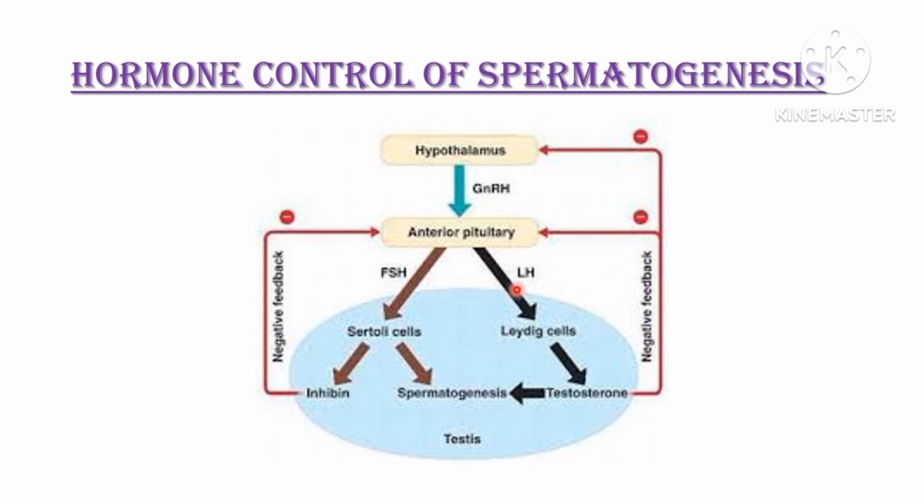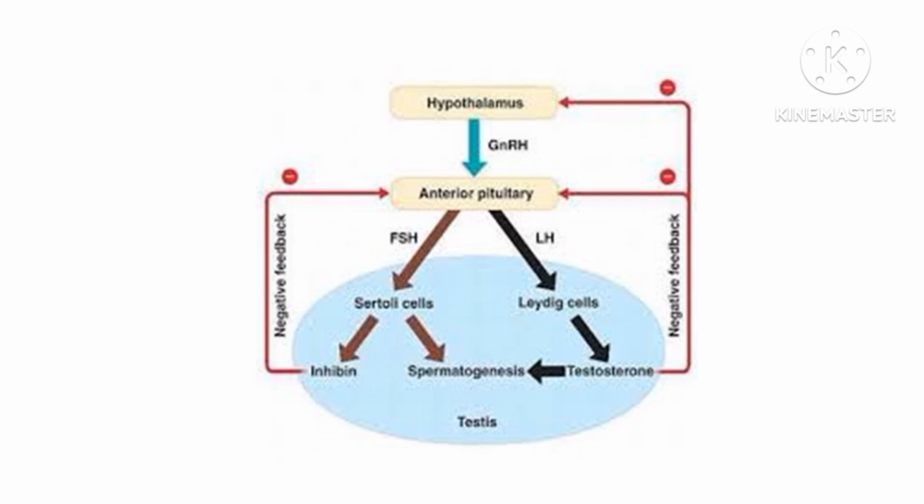The body maintains balance in sperm production using a negative feedback loop. Our body creates a negative feedback loop to prevent overproduction or underproduction of sperm.